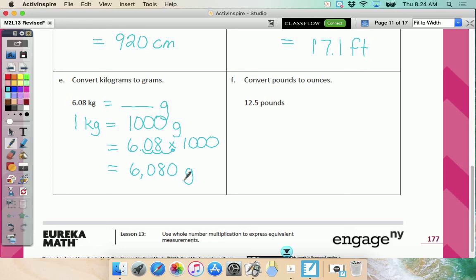Okay, let's look at the next one. So we're going from pounds to ounces. So it needs to say blank ounces. So 1 unit, Chris, what's 1 unit? Whatever this label is. You guys remember LB?